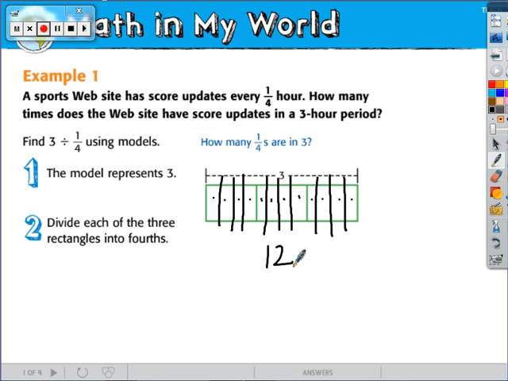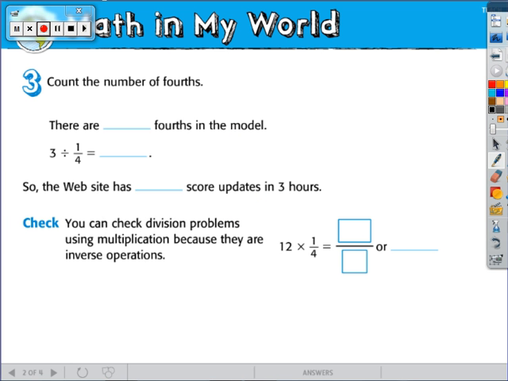Okay? So now we know, how many fourths were there in the model? 12. Right. We had 12 fourths in our model. So 3 divided by 1/4 equals 12. So how many score updates does the website have in a 3-hour period? 12. Okay?